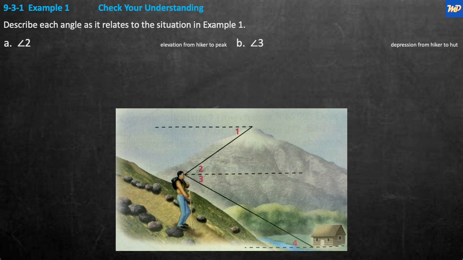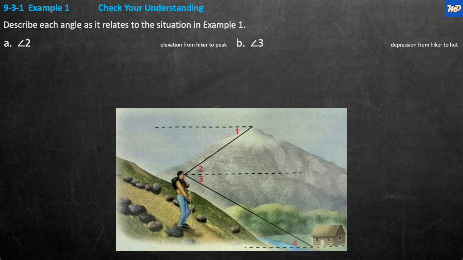Okay, I'm assuming you've taken your time and looked at it and understand what you're looking at here. It says, describe each angle as it relates to the situation in example 1. Well, example 1 is what we're in, and the picture was brought in from the previous slide. So I'm sure you've got the angles correct. So angle 2, what is that?